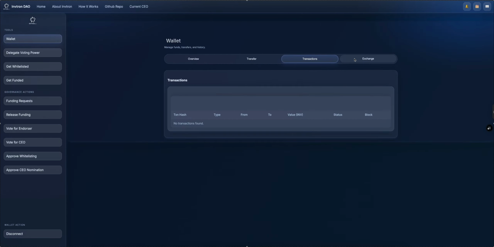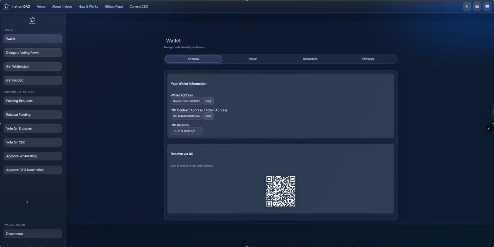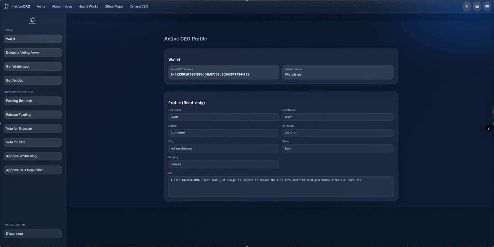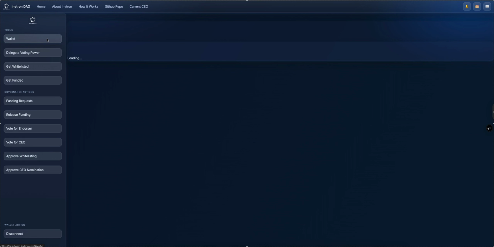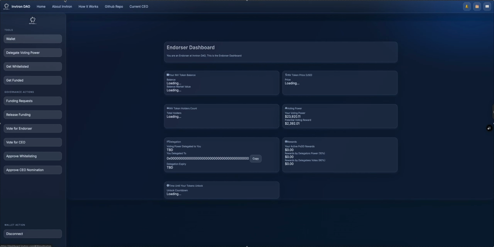Okay, and that's it. That's the dashboard of Invtron DAO. Of course, you can see here the current CEO. I'm sorry, I passed that. This is the current CEO. It's the profile along with the wallet address. And there is the smart contract and some more information here about the DAO. That's it. That's Invtron DAO.